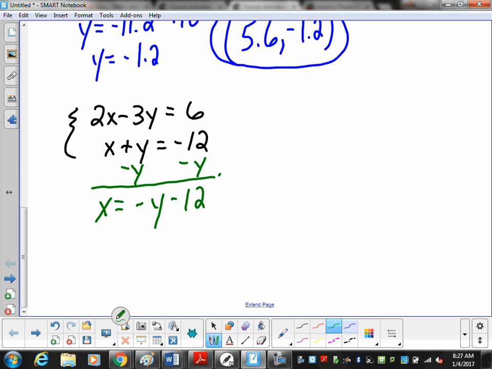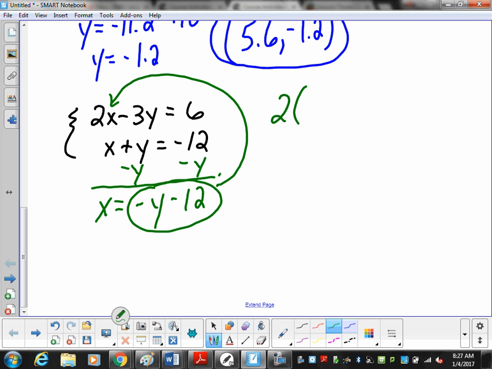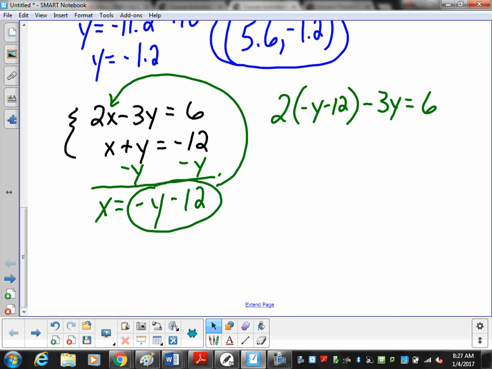So what's the next step? I'm going to replace the x this time, because that's what I solved for, with that negative y minus 12 in the first equation. So 2 times what x is equal to, which is negative y minus 12, minus 3y equals 6. So I just replaced x in that first equation with negative y minus 12.